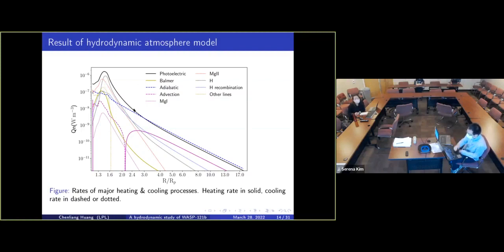In this model, the Balmer continuum is not the dominant heating channel anywhere. For the cooling, we have Lyman alpha line cooling and also magnesium 2 line cooling. It can be very important close to the peak of the temperature. And at the outer part of the atmosphere, adiabatic cooling is the dominant one.